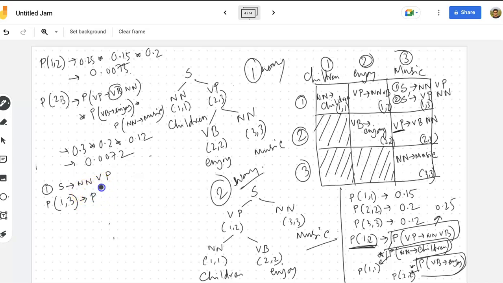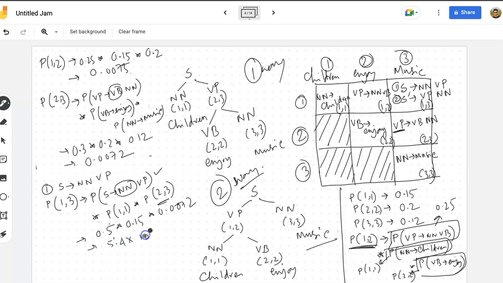First we need the probability of S goes to NP VP, and then the next step, the probability of the next two things: the probability of 1,1 into VP, so the probability of 2,3. These 2,3 are already calculated, and these rules are already given. If you do this, it will be 0.5 into 0.15 into 0.0072. It will be around 5.4 into 10 to the power minus 4.